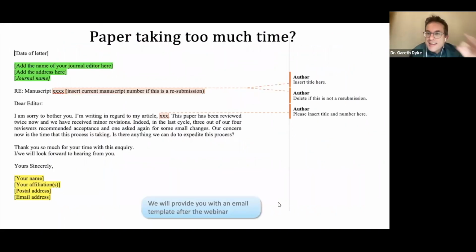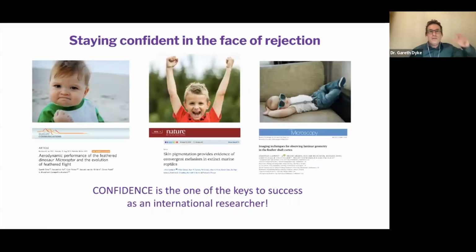Here is a template. We will give you this at the end of the session for writing to ask for information about your paper. I'm writing in regard to my article. Give the number. Help the editor to find your paper in their online system. Provide additional suggestions for peer reviewers. Stay confident. It's very important to be confident.